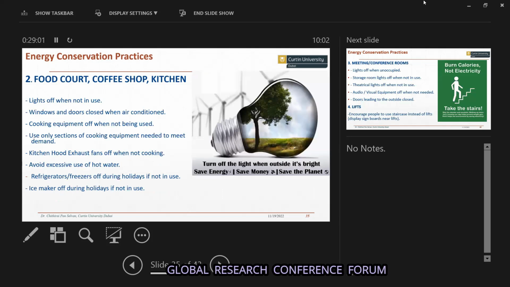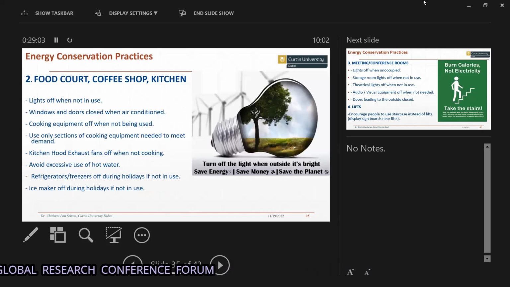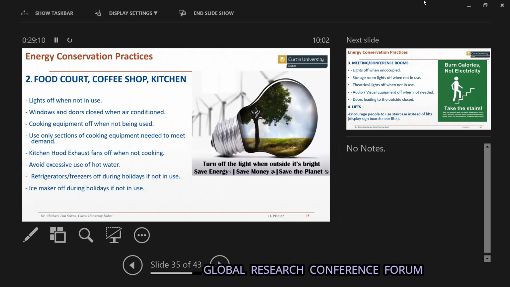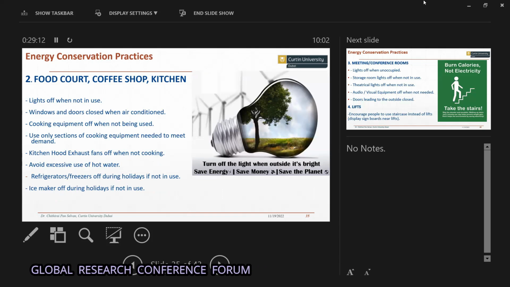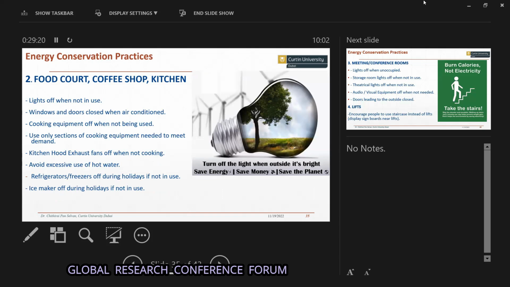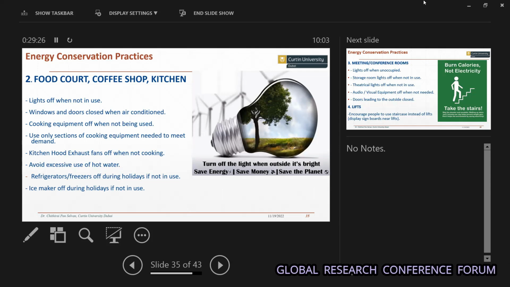For the coffee shop and kitchen, what can we do? Lights off when you're not in use, windows and doors closed when the air conditioning is on. Cooking equipment off when not in use. Use only the sections of cooking equipment needed. Avoid excess use of hot water. Refrigerators, freezers, and isolators off during holidays when not in use.